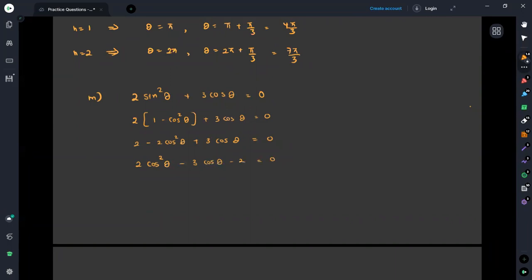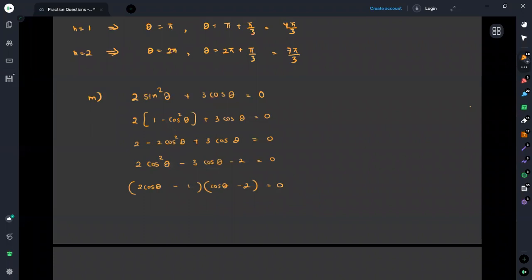Now we need to find the factors for this equation. Here we can take cosine theta and cosine theta. Then the difference should be minus 3, so I will put minus 1 and minus 2 here. This makes the factorizing of 2 times cosine squared theta minus 3 times cosine theta minus 2.